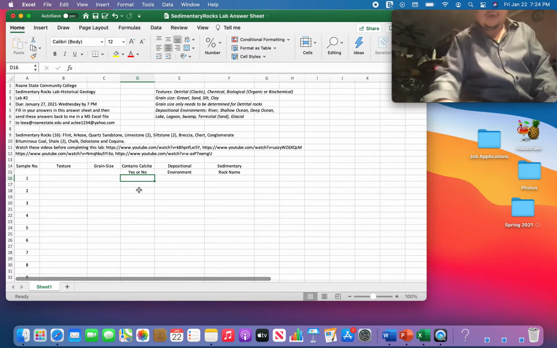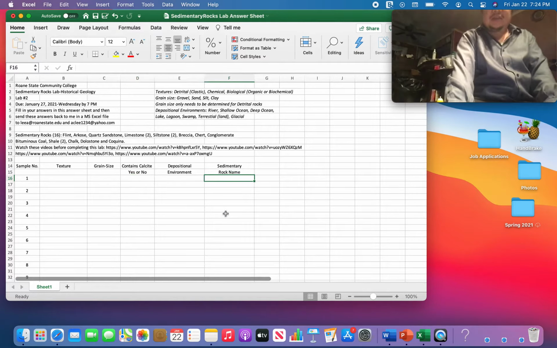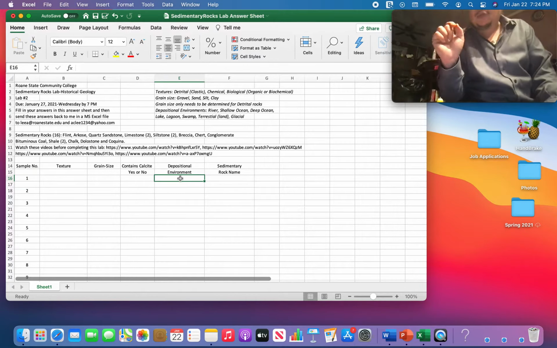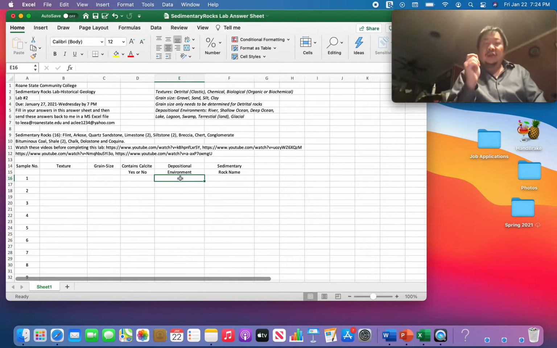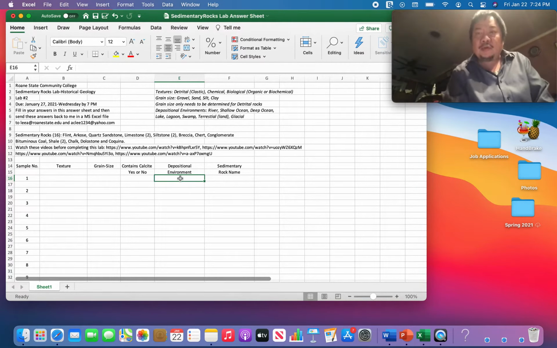Then once you figure out what the name of the rock is, you want to write it down here. Again, here's the 16 possible rocks. And then you want to go into your lab manual. There's a part on depositional environments, which shows where that sedimentary rock formed. So not only do we want to name that sedimentary rock, we want to figure out where it formed.